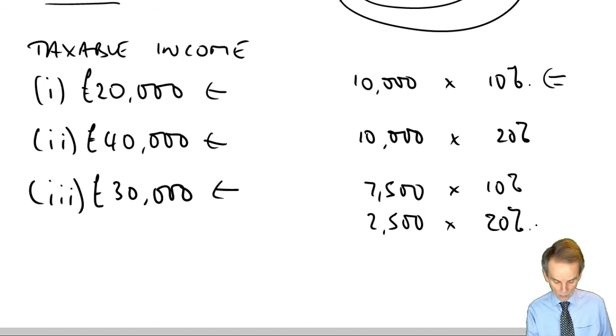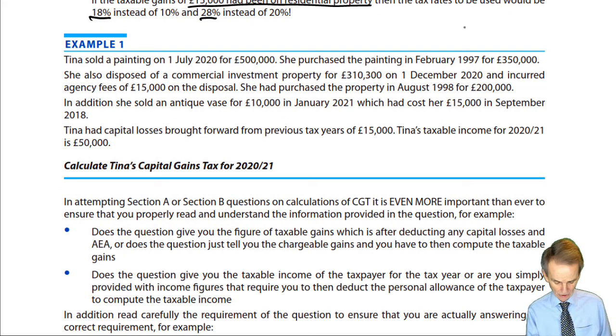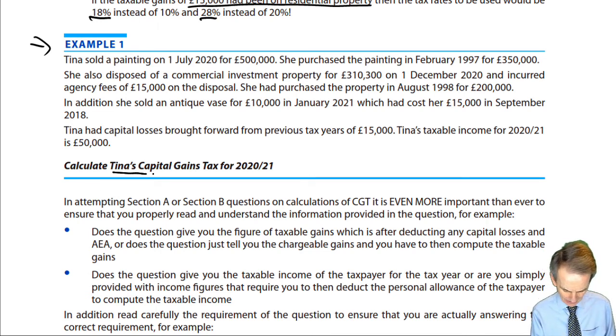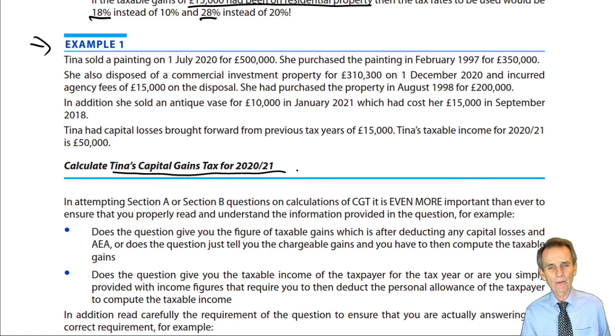Okay. With that in mind, therefore, what I'd like you to do between now and our next lecture together is to have a go at this example 1. We've got to calculate for Tina here her capital gains tax for 2021, and what you've got to do is to also compute the individual gains or losses that have arisen. So you're being tested on everything here. We're being tested on calculating individual gains and or losses, as the case may be, establishing net gains, establishing taxable gains for the tax year, and then based on the type of asset they are, applying the relevant CGT rates.